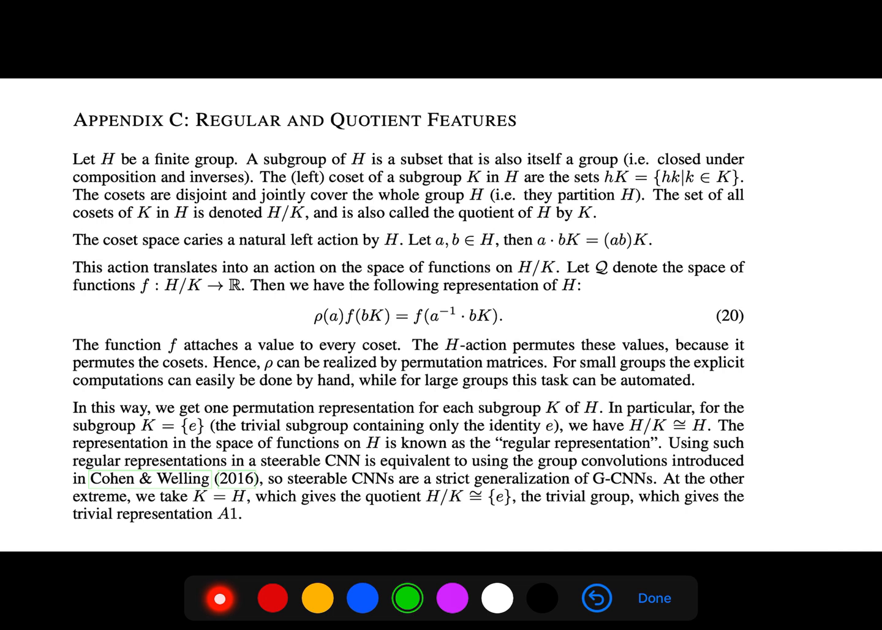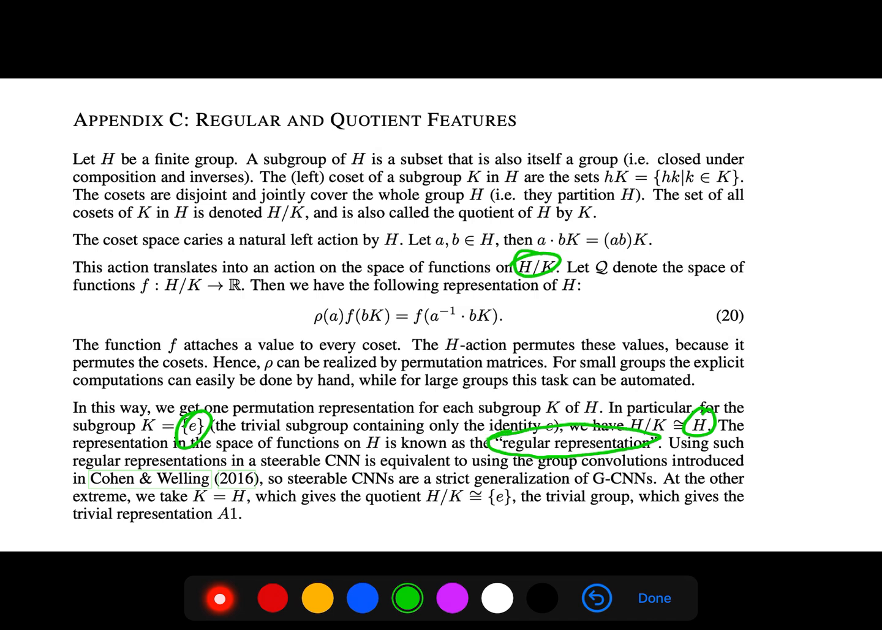because this action translates into an action on the space of functions on H and K. So Q denotes the space of functions. Then we have the following representations. The H action permutes these values because it permutes cosets. Hence, rho can be realized by permutation matrices. For small groups, the explicit computation can easily be done by hand, while for large groups, this task can be automated. In this way, we get one permutation representation for each subgroup. So for a trivial subgroup, it becomes itself. The representation in the space of functions is known as the regular representation.